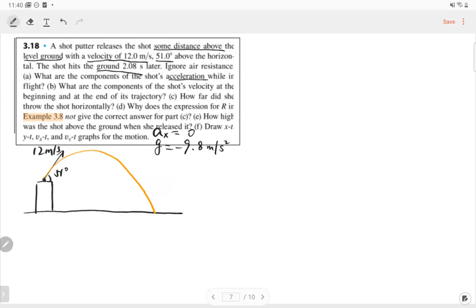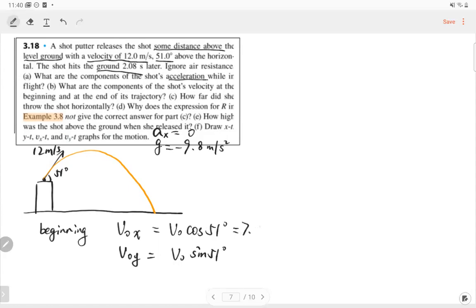Part B: what are the components of the shot's velocity at the beginning and at the end of the trajectory? At the beginning, let's use the equations. The initial velocity in x equals the initial velocity times cosine 51 degrees. The initial velocity in y is the magnitude of the initial velocity times sine 51 degrees. So the result is 7.5 meters per second for x, and the y component is 9.32 meters per second.